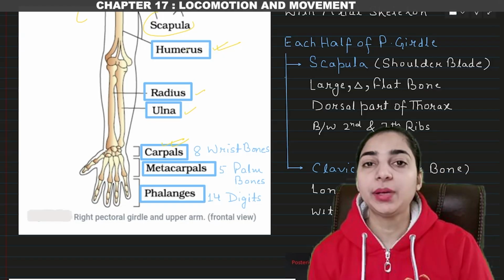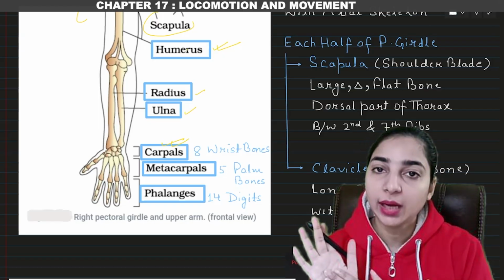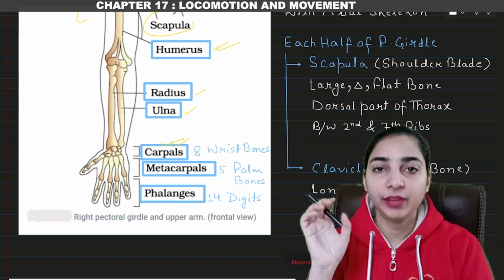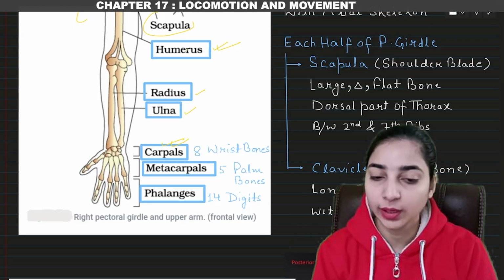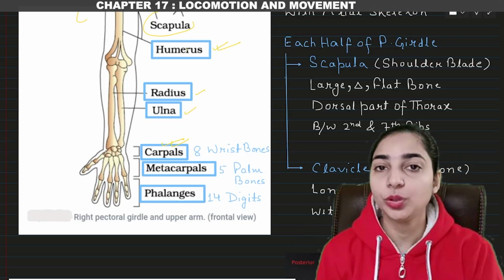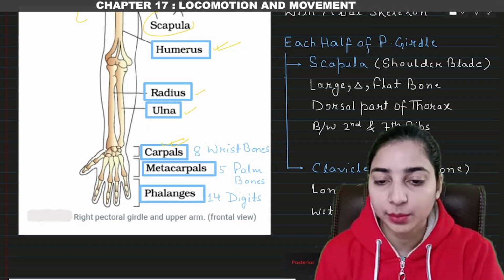Then the bones which are present in the palm region are known as metacarpals, and the bones which are present in the fingers or digits are known as phalanges. Okay. So carpals, that means wrist bones. Total how many carpals are there? 8 carpals are there. Okay.